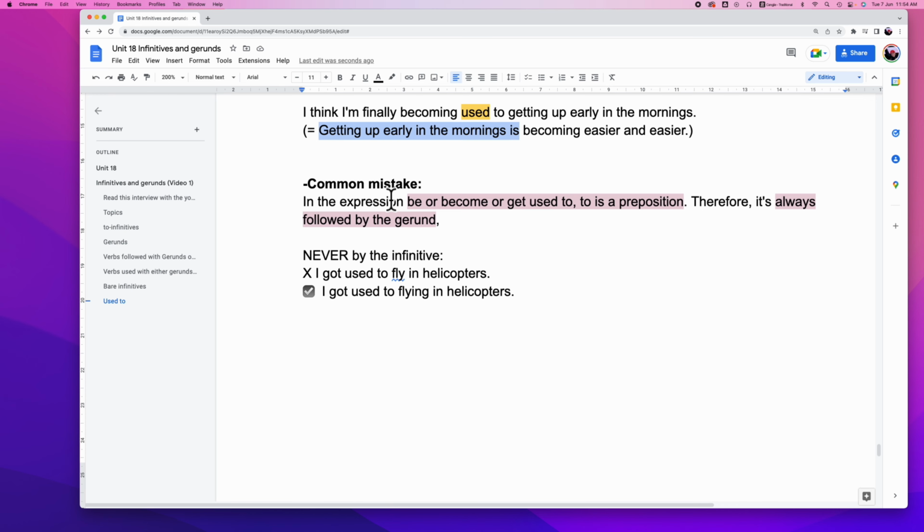There are some common mistakes by using used to. Let's take a look. What are they? In the expressions be, become, and get used to, the word to is a preposition. Because it's a preposition, it is always followed by a gerund. Never, never, never by the infinitive. So I got used to fly is a wrong expression. The correct expression should be I got used to flying in helicopters.